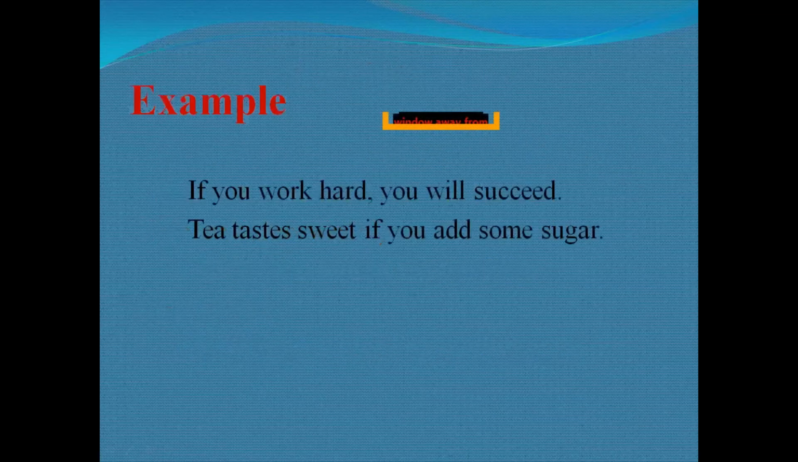The examples are here. The first one is, if you work hard, you will succeed. So the first part is the subordinate clause and the other part is the main clause. You have expressed the condition in the subordinate clause and the results or the consequences of the condition that is going to be fulfilled would be expressed in the main clause, right? Tea tastes sweet if you add some sugar. There is the main clause, tea tastes sweet. And then if you add some sugar is a subordinate clause.